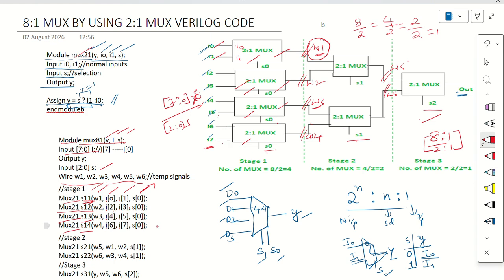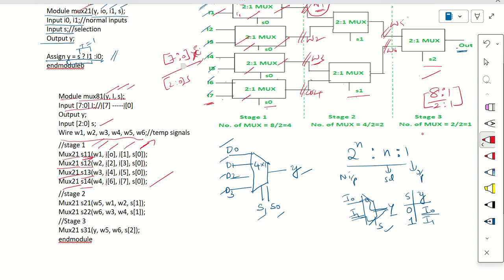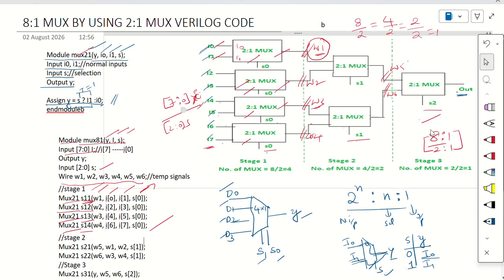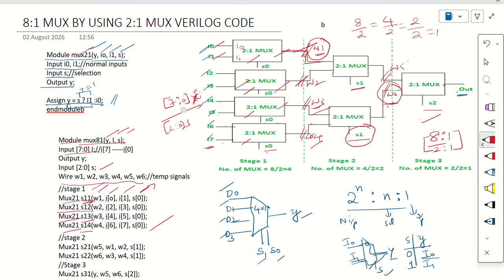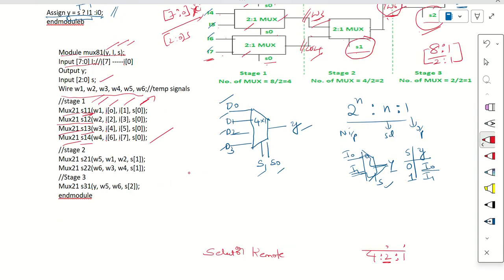You can extend up to the second stage also. The second stage has two multiplexers, whose inputs come from the previous stage multiplexer outputs. The output is W5, inputs are W1, W2, and the selection line is S1. In the same way, the second multiplexer in stage 2 has output W6, inputs W3, W4, and selection line S1. The last multiplexer has the final output Y or out, with inputs W5, W6 and selection line S2. This is the way you can implement an 8:1 multiplexer by using 2:1 multiplexers.